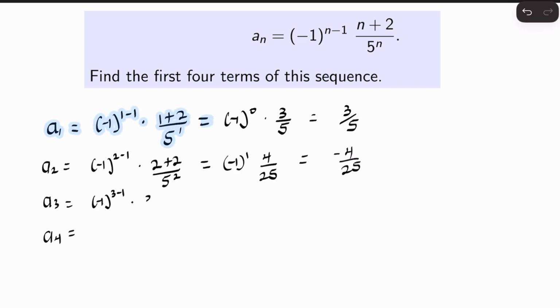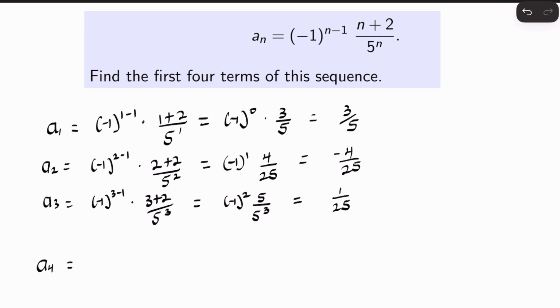Now for n equal to 3, we're going to have (minus 1) exponent 3 minus 1, times 3 plus 2, on 5 exponent 3. And that will be (minus 1) squared, then 5 on 5 exponent 3. (Minus 1) squared is 1, so that's going to give us 1 on 25.